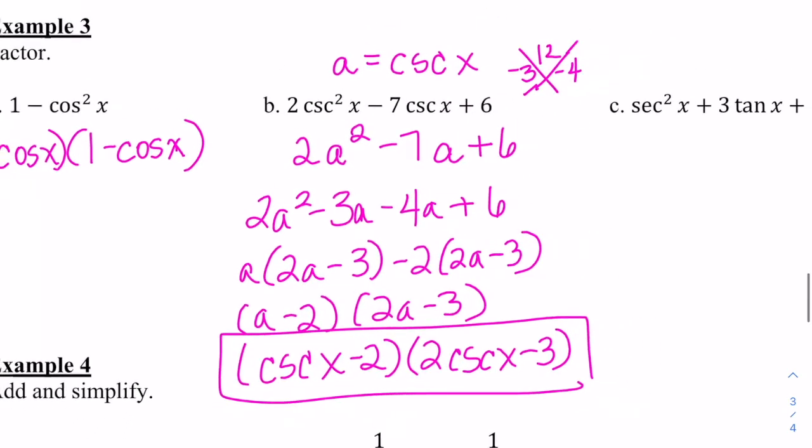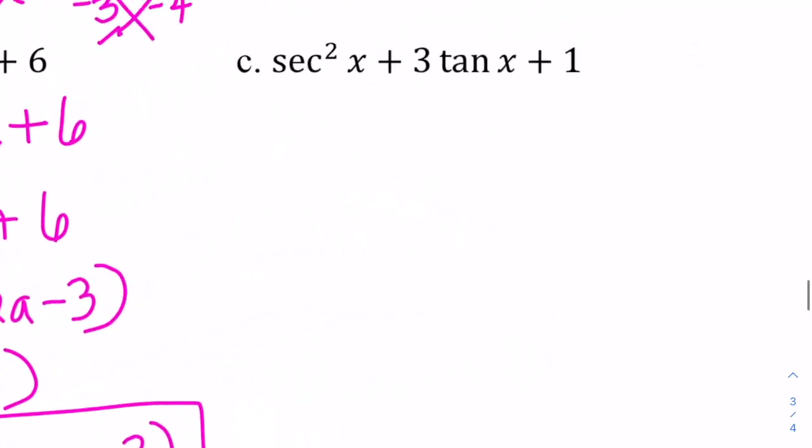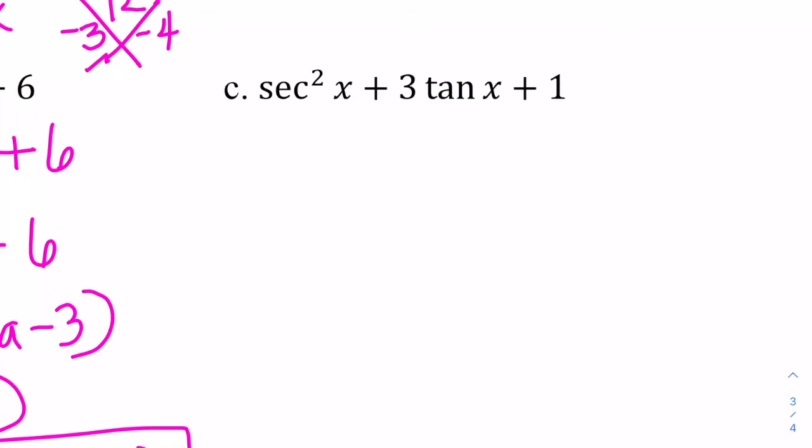So factor that. Now the next one, we have 2 different things going on. We have a secant and a tangent. So wherever possible, we want to try to make the expression with one trigonometric function. And we know that secant and tangent have a Pythagorean identity. So secant squared is equal to 1 plus the tangent squared.